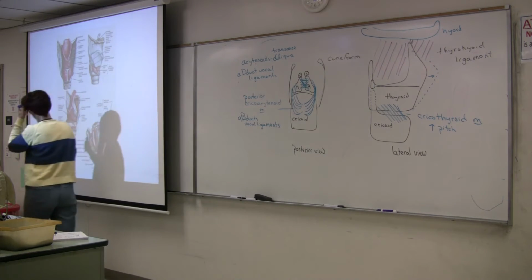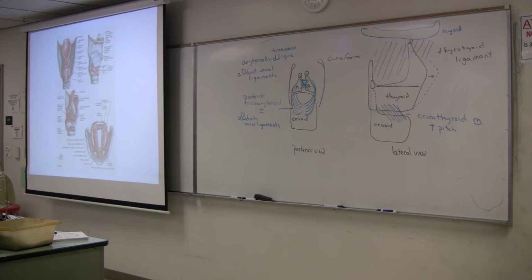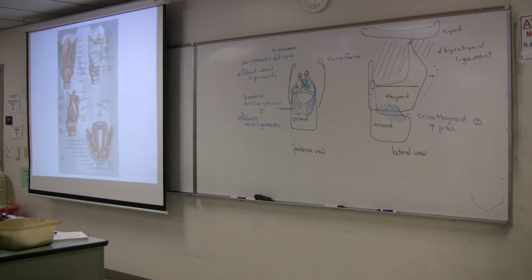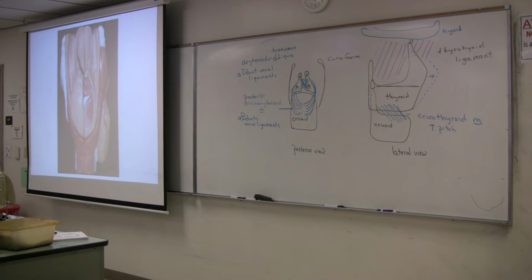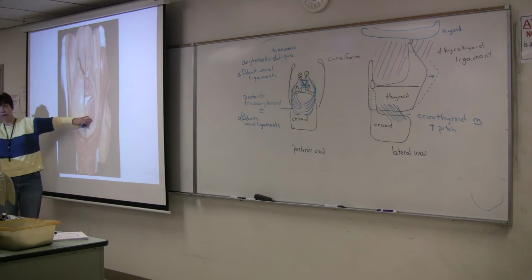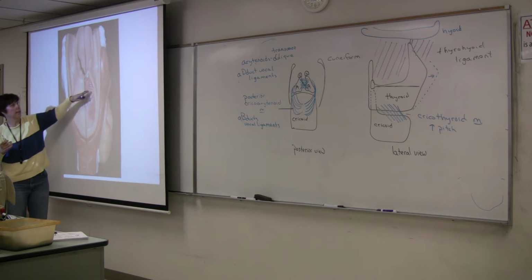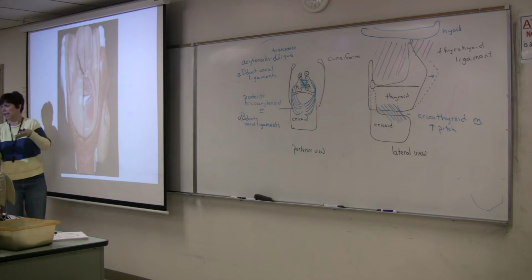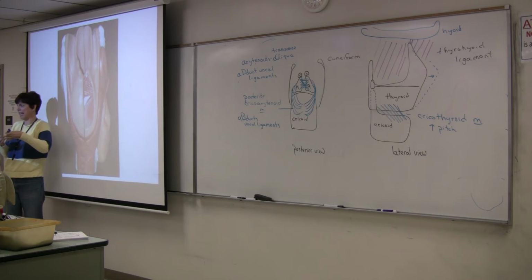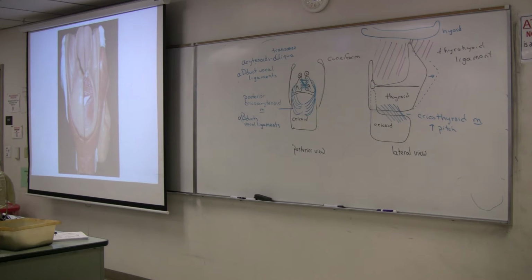If we go back to this view here. Okay, here's the posterior cricoarytenoid, one of them. And transverse and oblique. It looks like the old-fashioned wooden doors or gates where that crisscross X kind of creates a support for the structure.